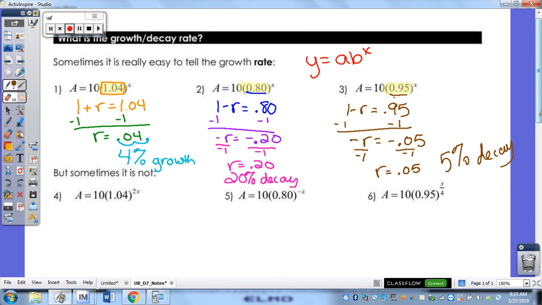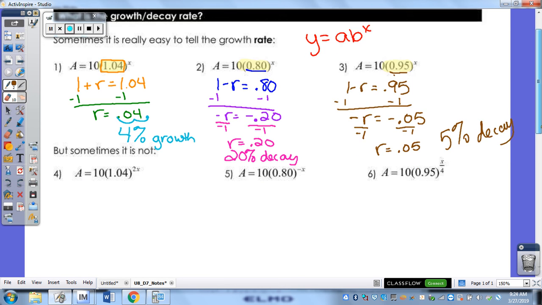Now those ones are nice and easy because our exponents were all x's. So you just take your b value and you figure out growth, decay, and then by how much.